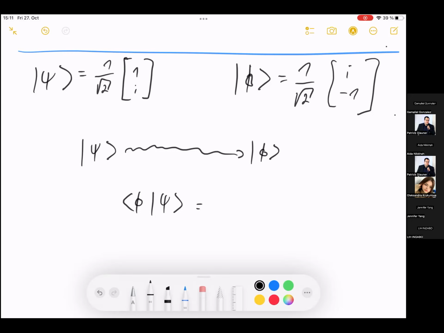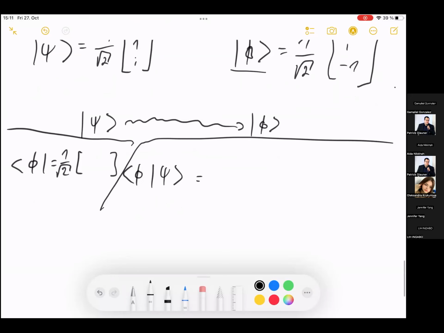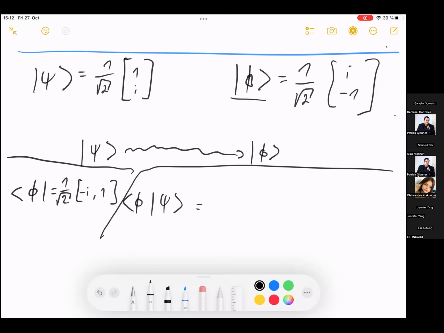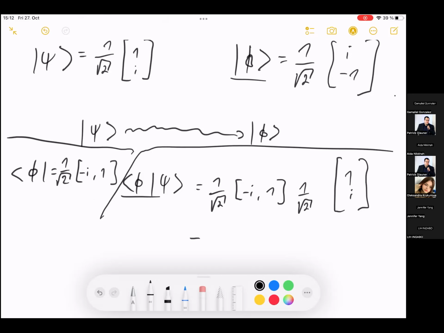So what we need is the bra for this, and that would be 1 divided by the square root of 2, and we get a row vector. And this would be minus I and 1. And now we are essentially just multiplying these two structures. We have from the left the bra, so it's 1 divided by the square root of 2 minus I and 1. And we multiply this with 1 divided by the square root of 2 of 1 and I. So it's 1/2, 1 divided by the square root of 2 times 1 divided by the square root of 2. So it's 1/2. And then this is minus I.